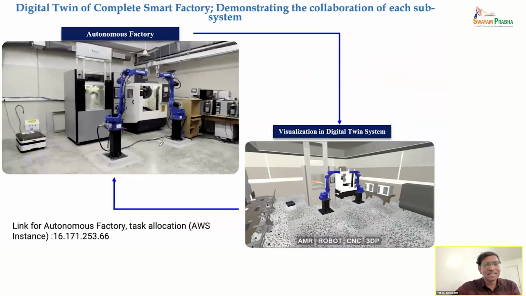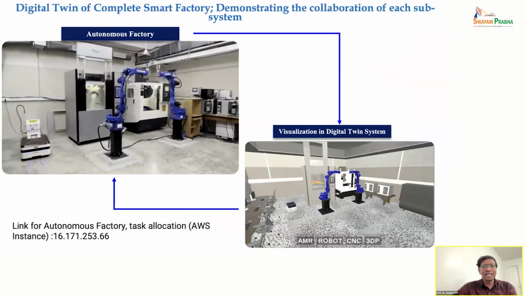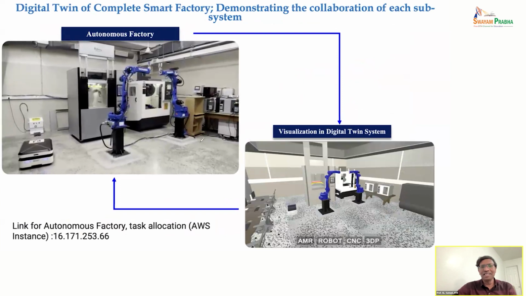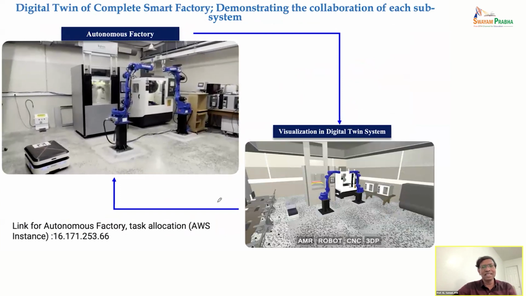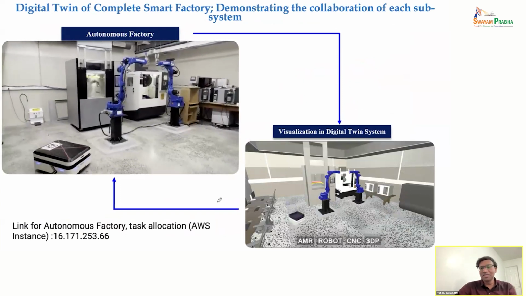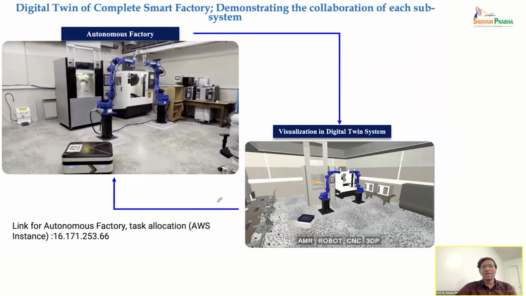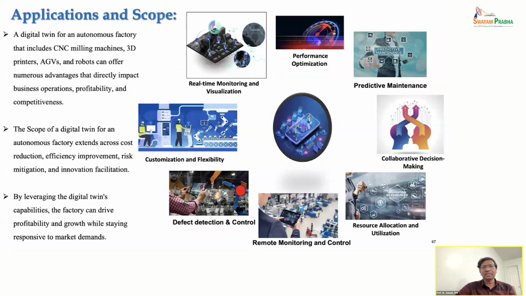Okay, so that's all these things. Finally, we have made the digital twin of the whole factory, where all the sequences of operations will be done automatically. So we have a lot of scope for these kinds of digital twins.